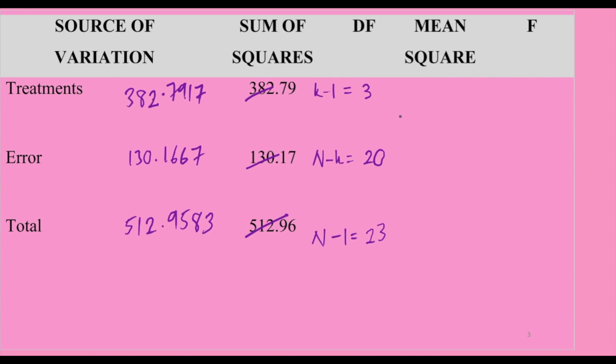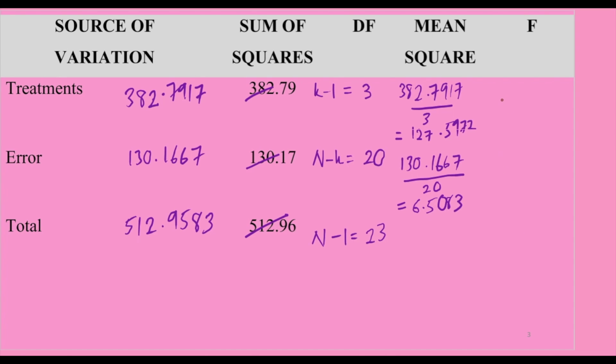And how do you get the MSA? You take 382.7917 divided by 3, and you would get 127.5972. How do you get MSE? You take 130.1667 divided by 20. You would get 6.5083.